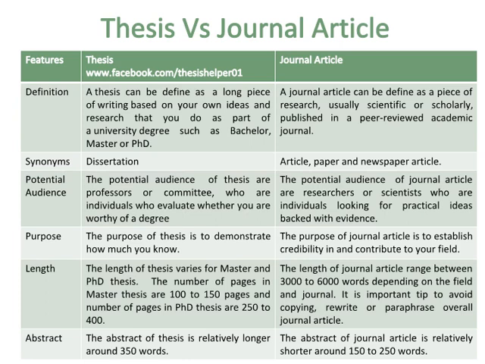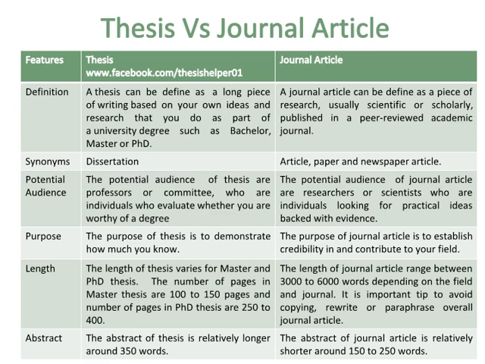The potential audience of a thesis are professors or committee, who are individuals who evaluate whether you are worthy of a degree. While the potential audience of a journal article are researchers or scientists who are individuals looking for practical ideas backed with evidence. The purpose of a thesis is to demonstrate how much you know, while the purpose of a journal article is to establish credibility in and contribute to your field.